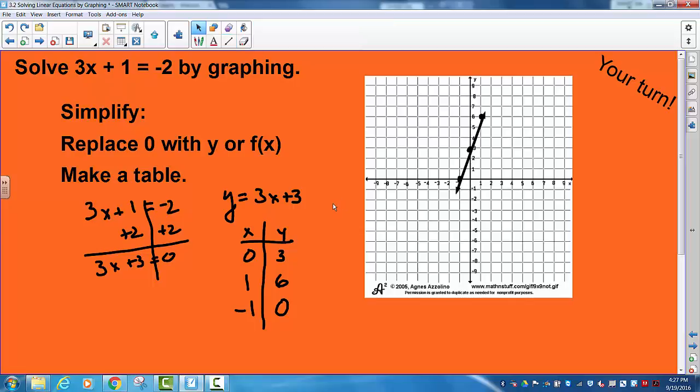And where is our answer? Where is our solution? Our 0, our root, our x-intercept. Where would that be located? It's where the y is 0. So right here is our x-intercept. It's where it intercepts the x-axis. So that would be -1. So the answer to this linear equation is -1.